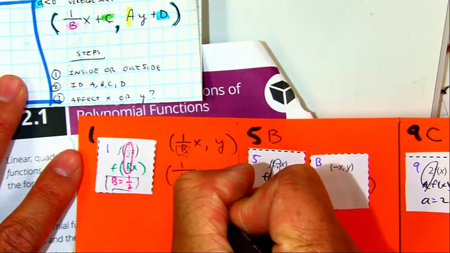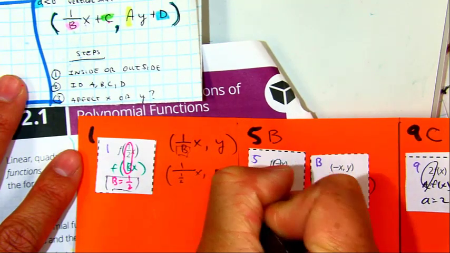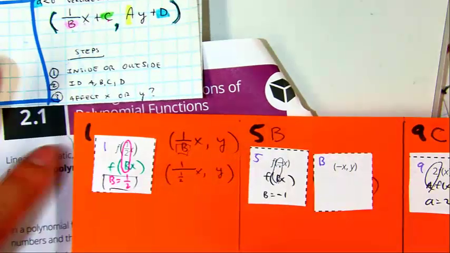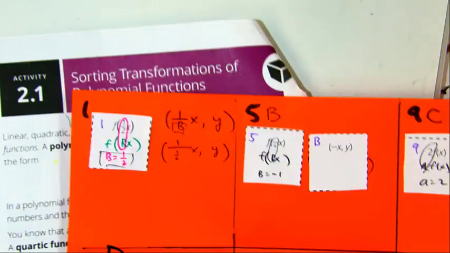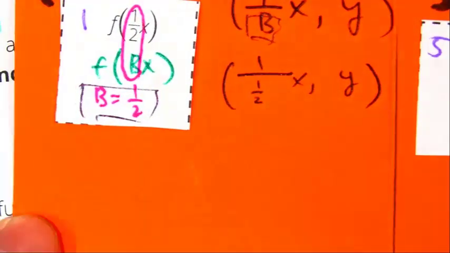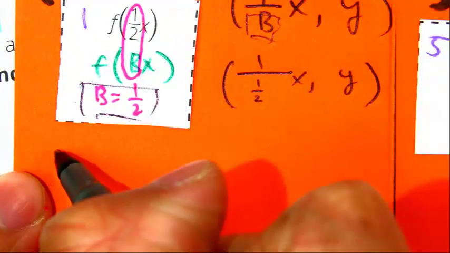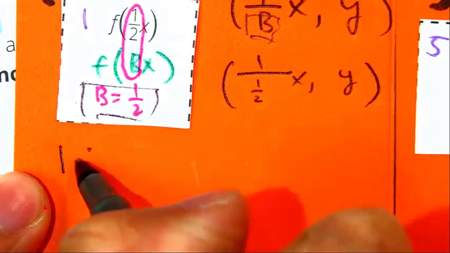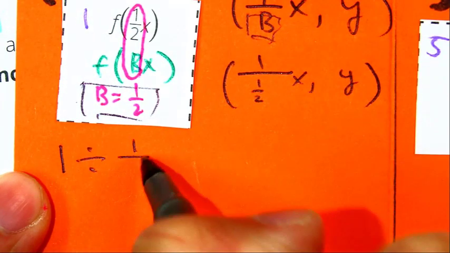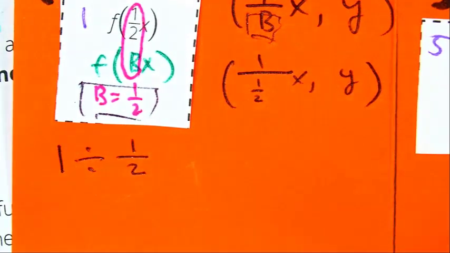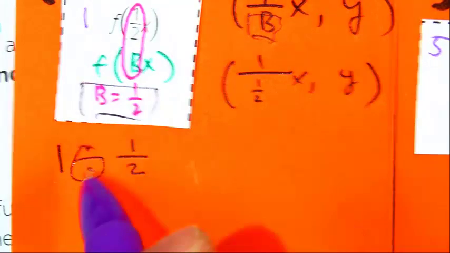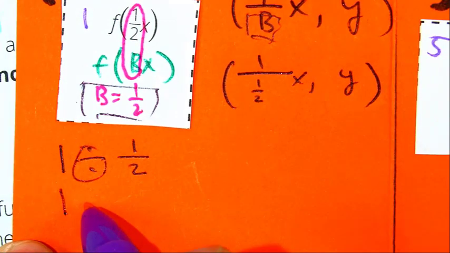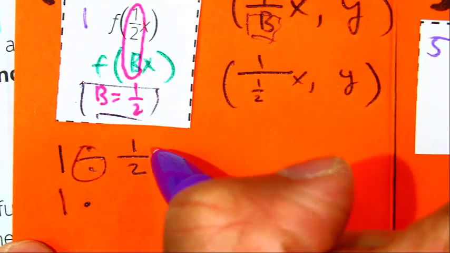Uh-oh. A fraction within a fraction. Scarier than Knott's Berry Farm. So let me show you how to do that. I was going to say something myself. I won't say it. 1 divided by 1/2. Class, what do you change the division sign to? Multiplication. But to change this to multiplication, what do we do?